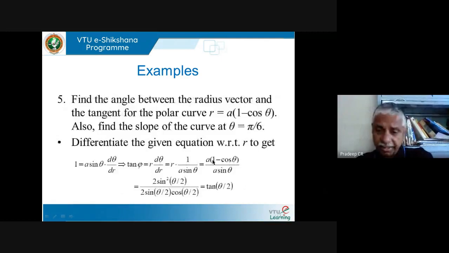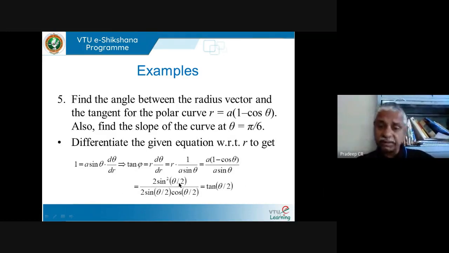So a into 1 minus... see, these are all nothing to do with polar equations, polar curves or any such thing. This is all your class 11, 12 trigonometry. You could simplify this so that I can write it in terms of tan. That's all the question is here. Rather, that's what the procedure is.